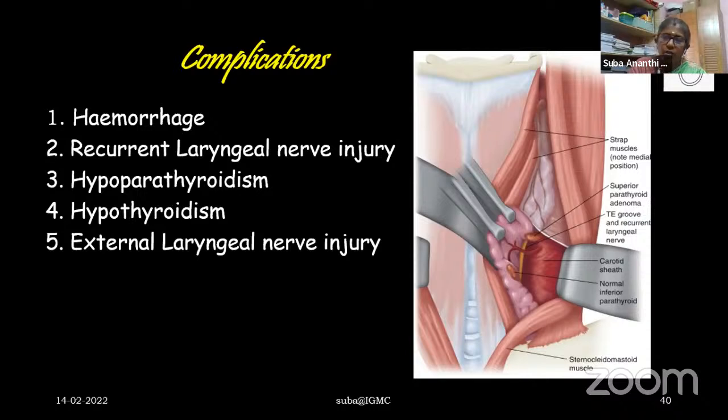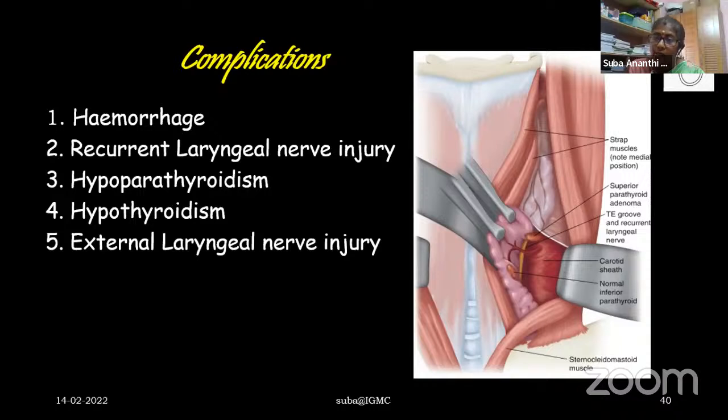If it is injured, it can lead to hypoparathyroidism. Patient can present with symptoms of tetany. Suppose during thyroidectomy, they remove this parathyroid gland. What they do is they re-implant it in the sternocleidomastoid muscle. So within the sternocleidomastoid muscle, they re-implant it.